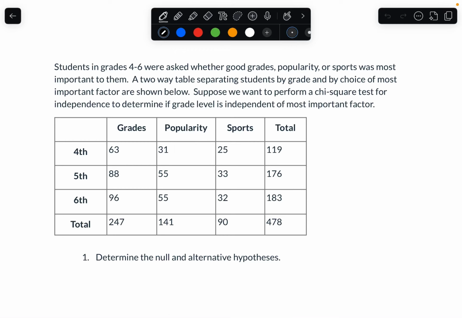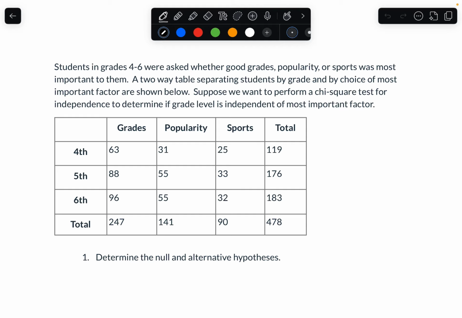In this video, we're going to take a look at a chi-square test for independence and some of the different things that we'll need to do at the beginning of our problem to set up, for example, our null and alternative hypotheses, find degrees of freedom, and so on and so forth.